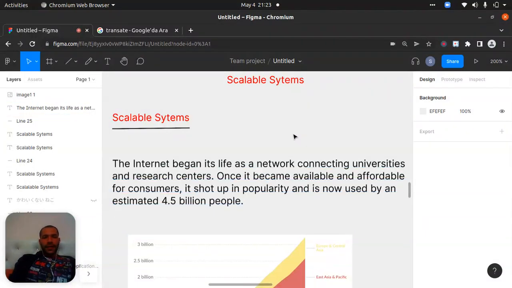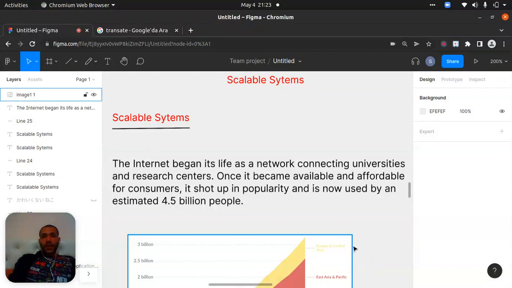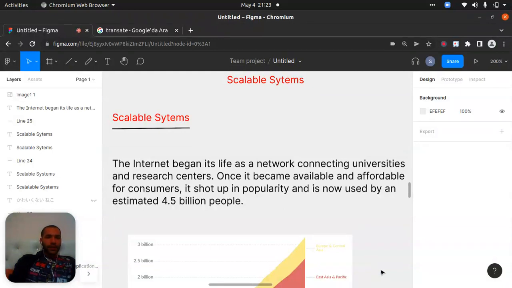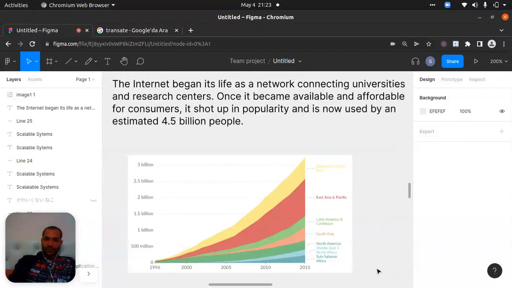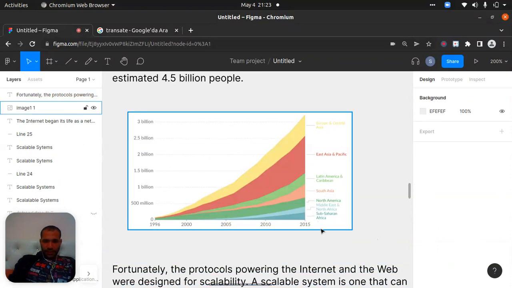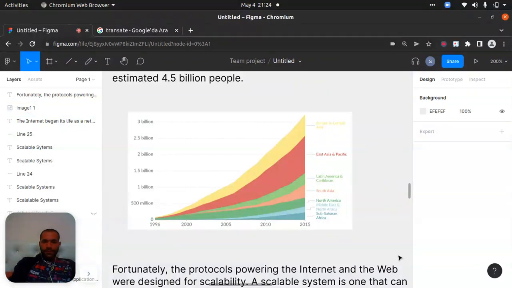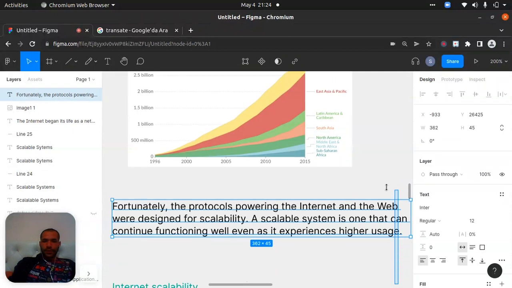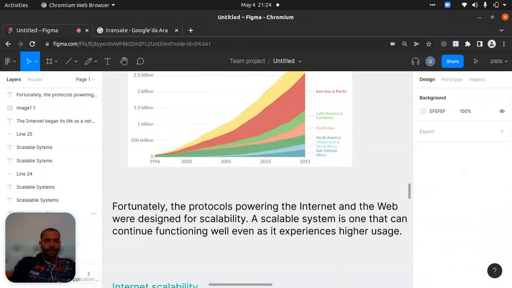Okay, the internet began its life as a network connecting universities and research centers. Once it became available and affordable for consumers, it shot up in popularity and is now used by an estimated 4.5 billion people. You can check the years to see how it has grown. It started with Africa, then it goes up. When you pause, you can check it.